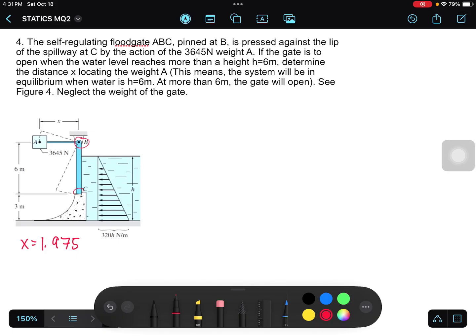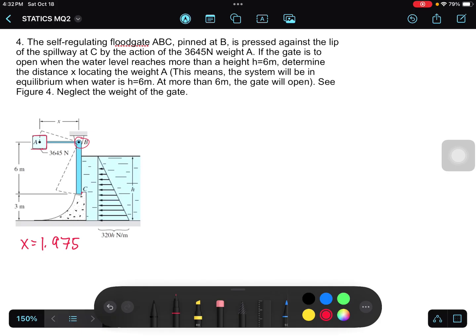So, may press na action dun sa pin C. Ibig sabihin, that's the normal force. Since nakapatong lang daw to, parang naka-press lang siya sa lip ng spillway. So, nakapatong lang siya. So normal force lang nangyayari dun. So, spillway at C by the action of the 3645 Newton weight at A.